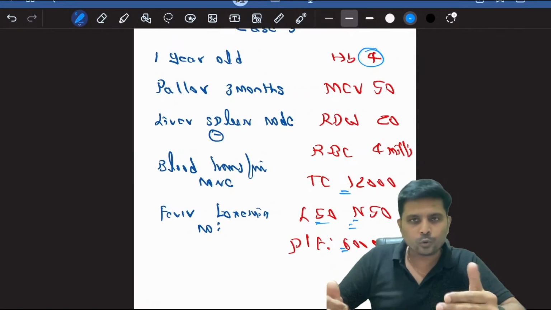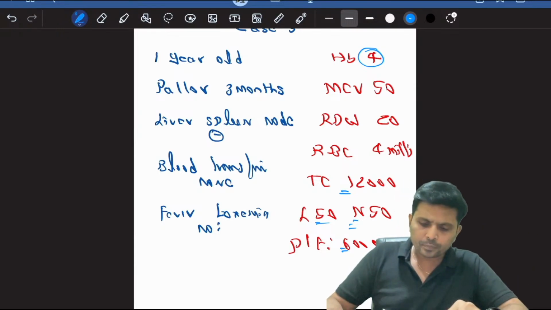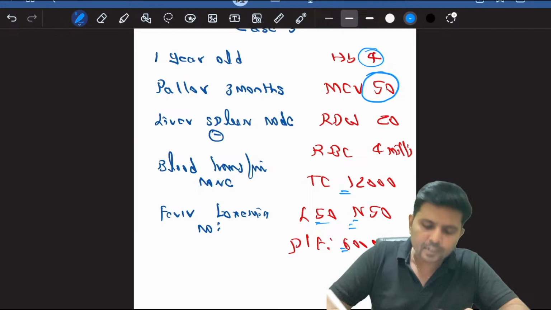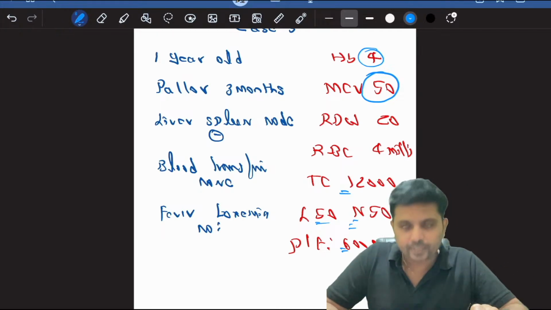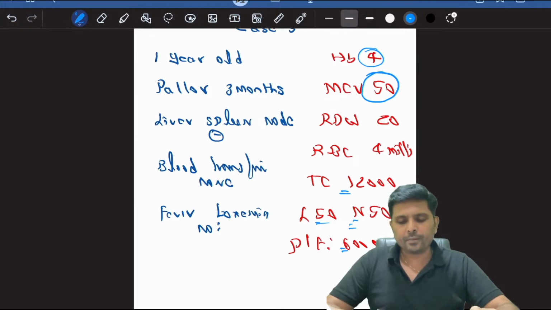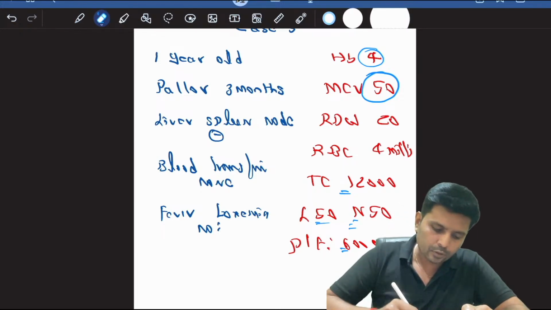What is rule 1? Other cell lines are not involved. Second, what is rule 2? Look at the size, the MCV. MCV is 50. So it is microcytic. So it is a microcytic anemia, right? Microcytic anemia.